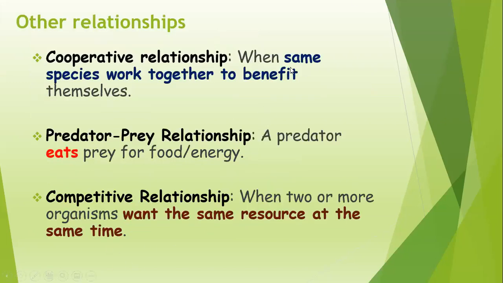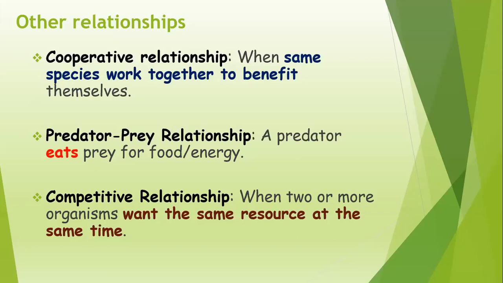Okay, now a cooperative relationship is when we have the same species working together to benefit themselves. Now again, what is a cooperative relationship? The example I gave you was the ants working together. When the ants are working together, they are collecting the leaves together, they are going together somewhere on a mission in a straight line. They're working together, right? This type of relationship is called a cooperative relationship.